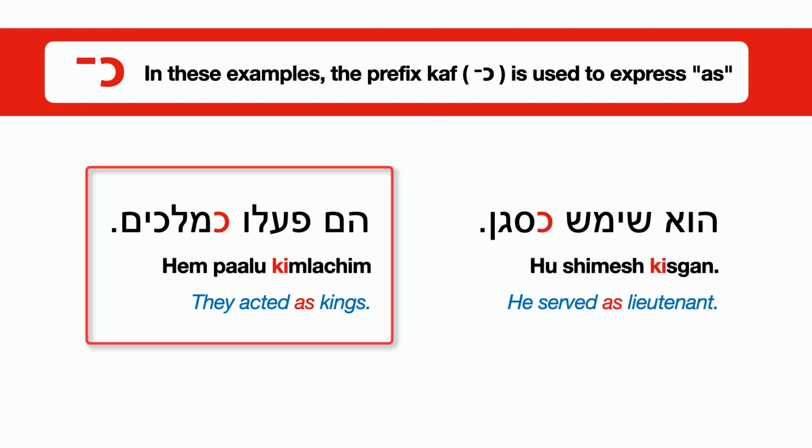Now on the example on the left, we have hem pa'alu kimlachim. Hem means they. Pa'alu means acted. Ki means as. Mlachim means kings. So, hem pa'alu kimlachim means they acted as kings.